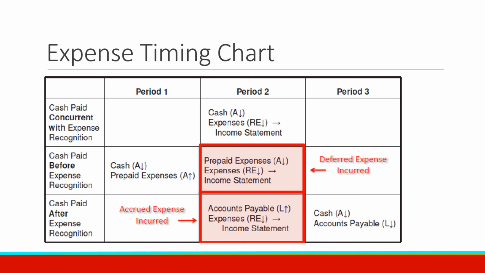Now, let's introduce 2 different timing differences that will create accrual accounting. In the first timing difference, you pay the cash in advance of recognizing the expenses. We saw that in great detail in this homework example where we paid for rent and insurance in advance. Cash went down, and we recorded an asset called prepaid expense in period 1.